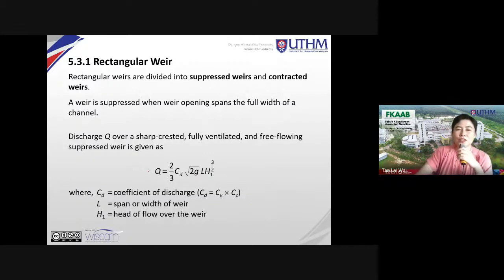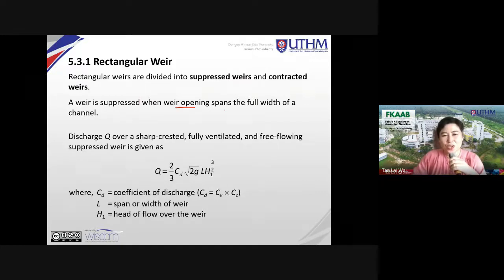So we are going to look at a few types of weir: rectangular, triangular, and also trapezoidal weir. It's very simple. Now, rectangular weirs are divided into suppressed and contracted. A weir is suppressed when the weir opening spans the full width of a channel. That means the weir opening has the same width as the channel, which means it's not being contracted.